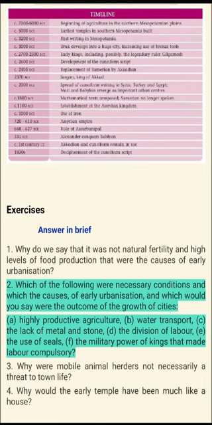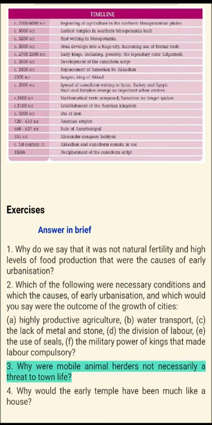Why do we say that it was not natural fertility and high levels of food production that were the causes of early urbanization? 2. Which of the following were necessary conditions and which the causes of early urbanization, and which would you say were the outcome of the growth of cities? (a) A highly productive agriculture, (b) water transport, (c) the lack of metal and stone, (d) the division of labor, (e) the use of seals, (f) the military power of kings that made labor compulsory.